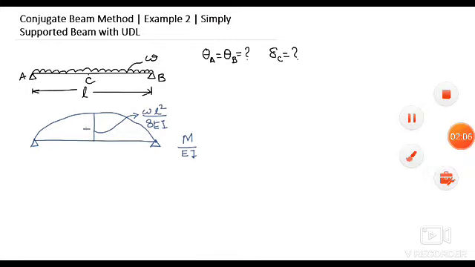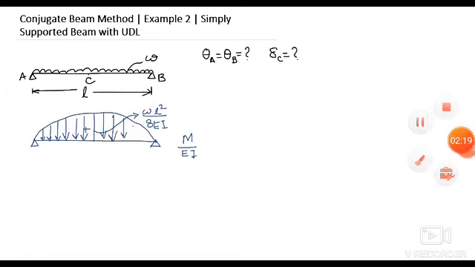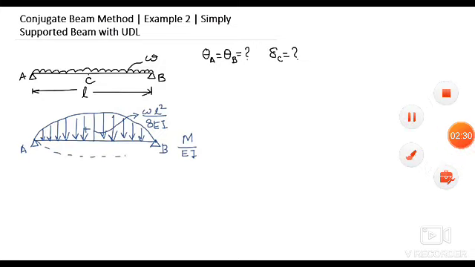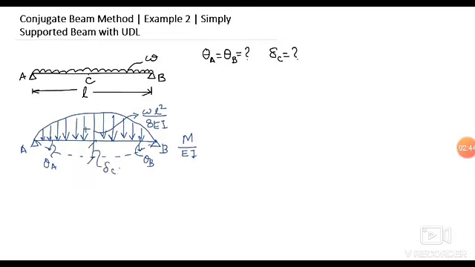This is the sagging moment, so the value will be positive and the loading will be downward like this. We have to draw the arrows in this manner. So we have drawn the conjugate beam and also drawn the loading on the beam. So it is the deflected shape of the beam. We have to determine this angle theta A and angle theta B, the slope at A and B, and this deflection, which is maximum at the midpoint, delta C.